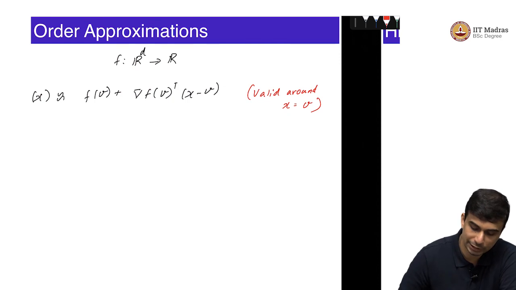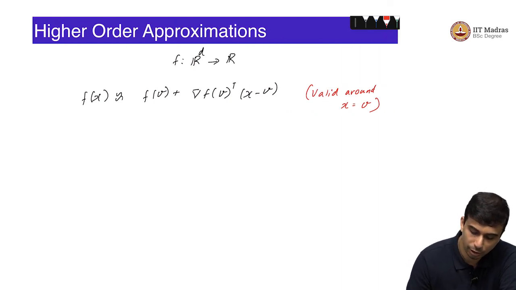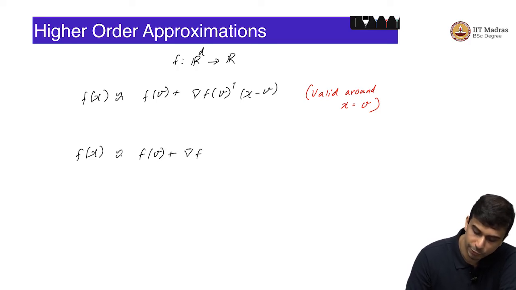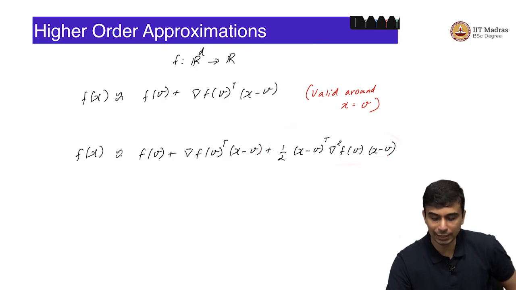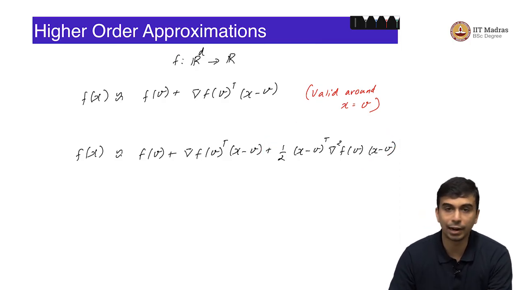You can do a higher order approximation the same way that you did for one dimensional functions. However, it is a little bit more complicated, which is, you can also say f of x is approximately equal to f of v plus the first term looks the same, grad f of v transpose x minus v. The second term on the other hand is half x minus v transpose, well, the Hessian of f evaluated at v into x minus v. I will not go into great detail into expanding the second term, but it is analogous to the quadratic term that we had for one dimensional functions.